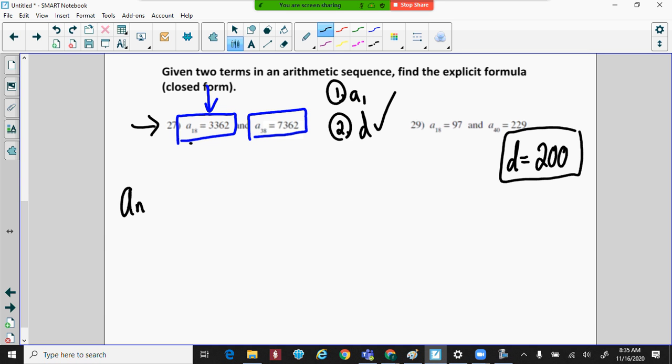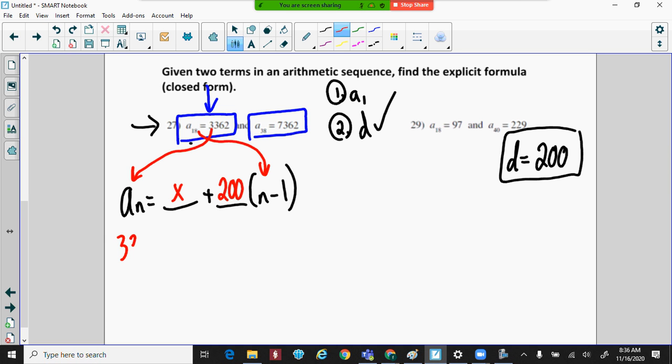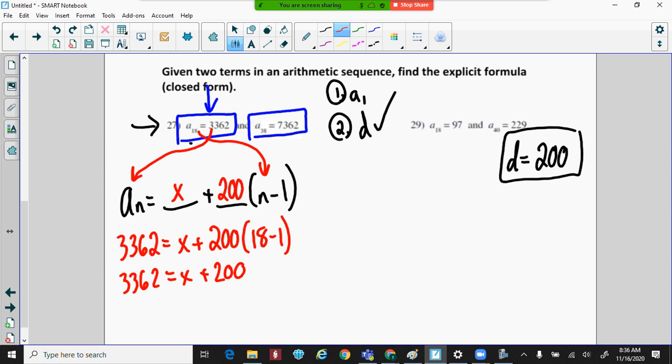Here's my formula: a of n is equal to something plus something times n minus 1. I know what my common difference is, which is 200. I just found it. I'm going to take 3,362, put it there, and 18, put it right there. I've got to find my first term. 3,362 is equal to x plus 200 times 18 minus 1. 3,362 is equal to x plus 200 times 17.